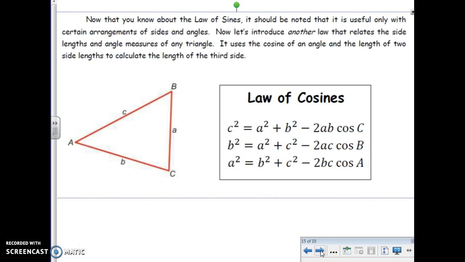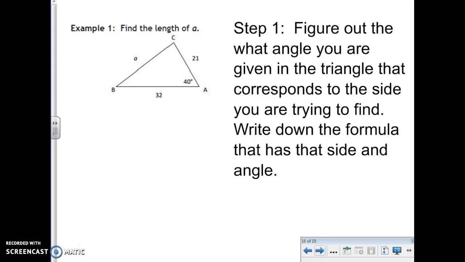Now this relates a side and an angle. I need to either know an angle or I need to know a side. So like angle C is related to side C. So either I have to know C or know angle C to use the formula. So let's just try an example in which I want to try to find the missing side. So in this case, I am trying to find side A.